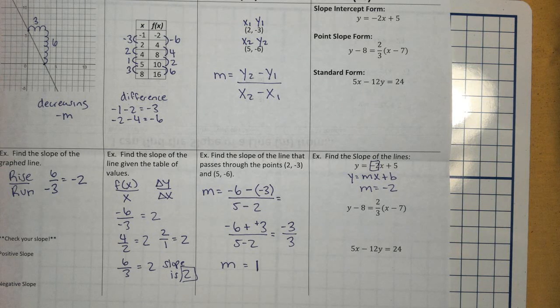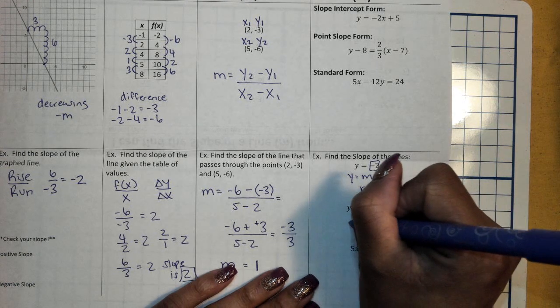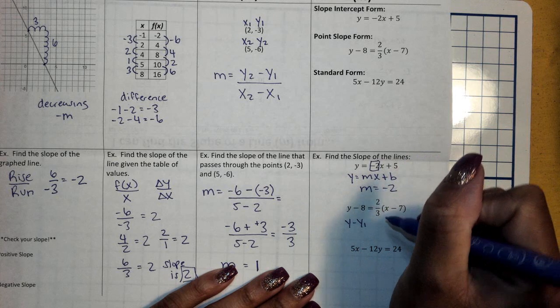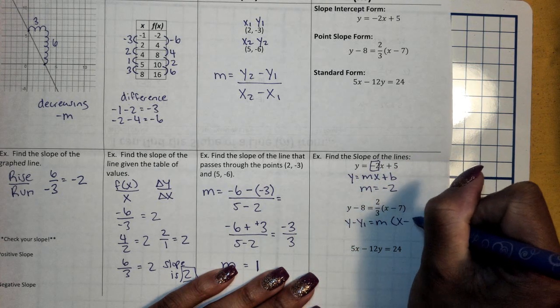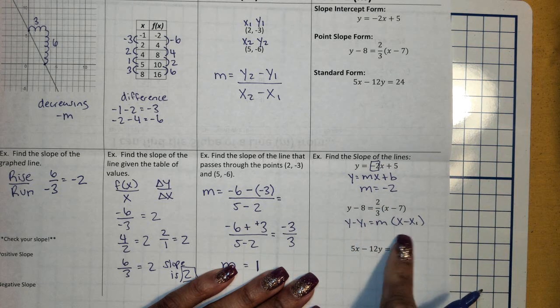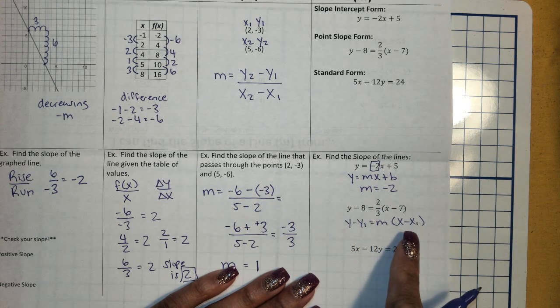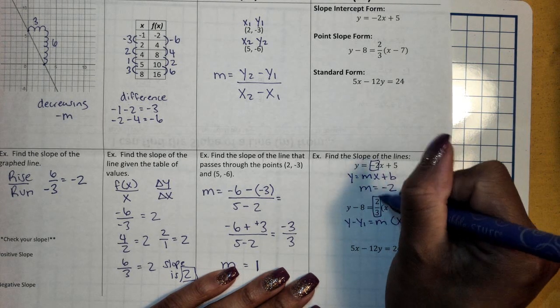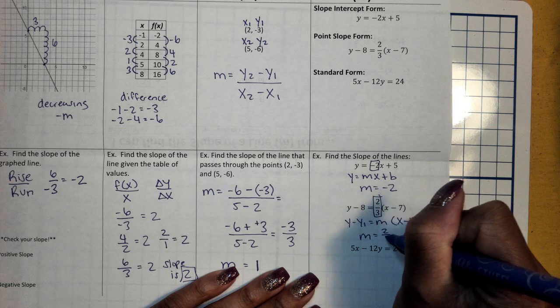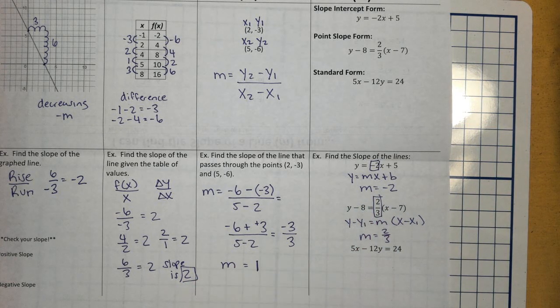Now point-slope form. Point-slope form is y minus y1 equal to m times x minus x1. This is where y1 and x1 can be any point. So in this case, we just want the m, and the m is going to be 2 over 3. So we know that 2/3 is our slope there.